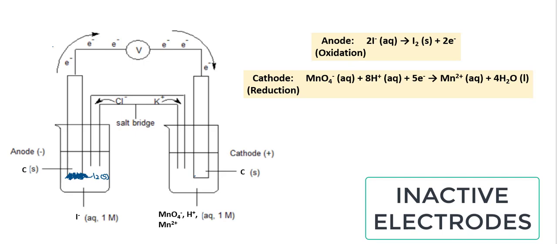In the anode half cell, the iodide ions are oxidized to solid iodine and the released electrons flow into the graphite electrode and through the wire. From the wire, the electrons enter the graphite electrode in the cathode half cell and reduce the MnO4- ions to Mn2+ ions.